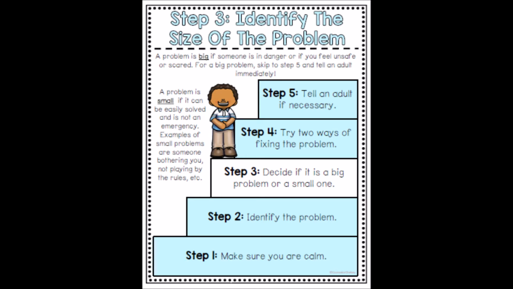A problem is small if it can be solved and is not an emergency. Examples of small problems are someone bothering you, someone not playing by the rules, someone being annoying, someone calling you a name, someone cutting in line. All of these things are small problems, and small problems we try to solve on our own. Which brings us to step number 4.